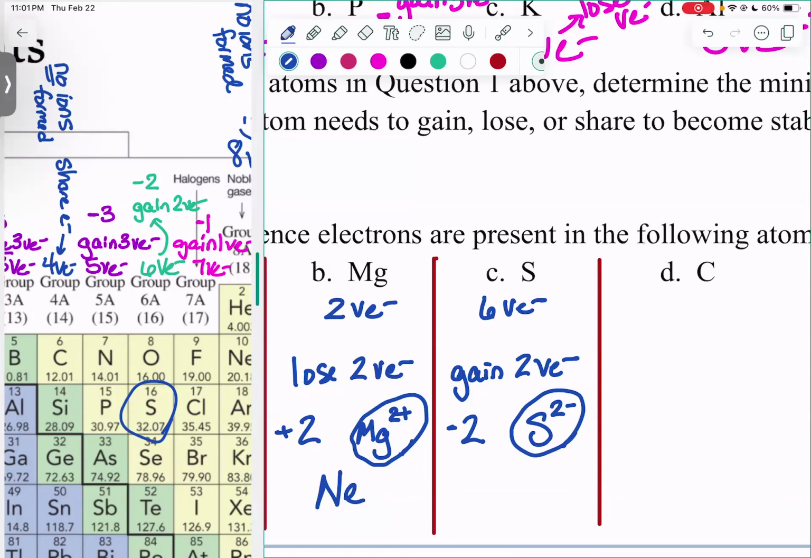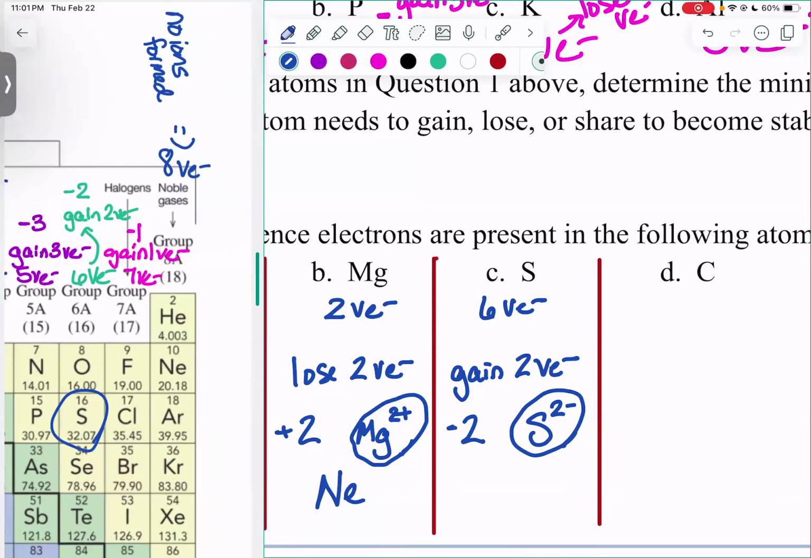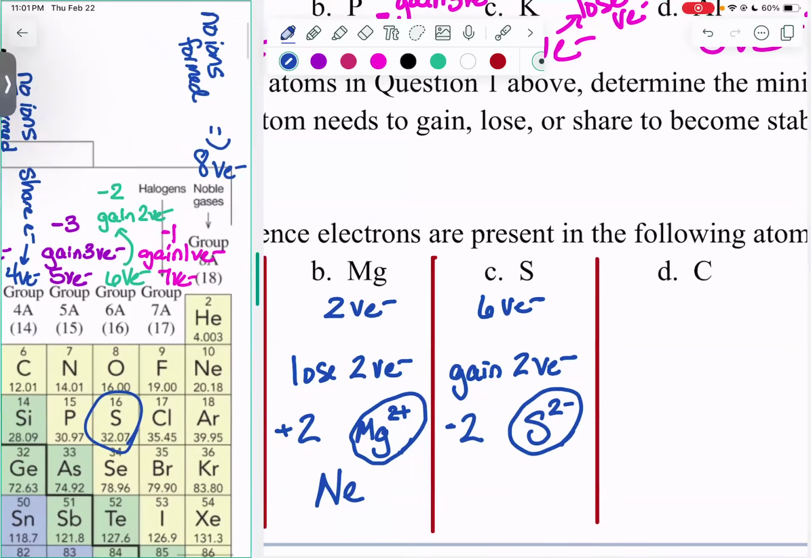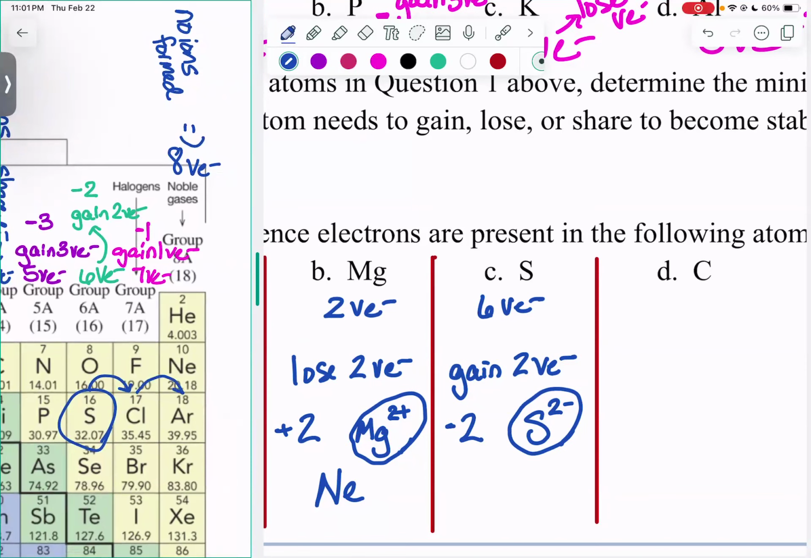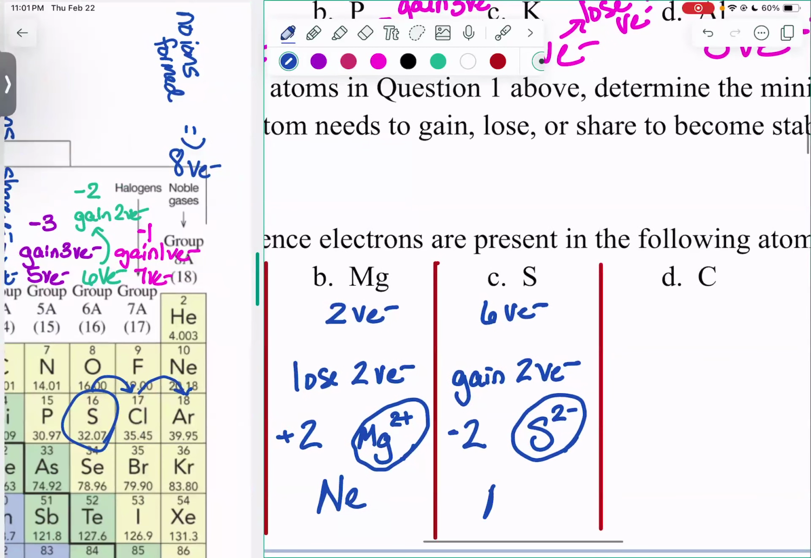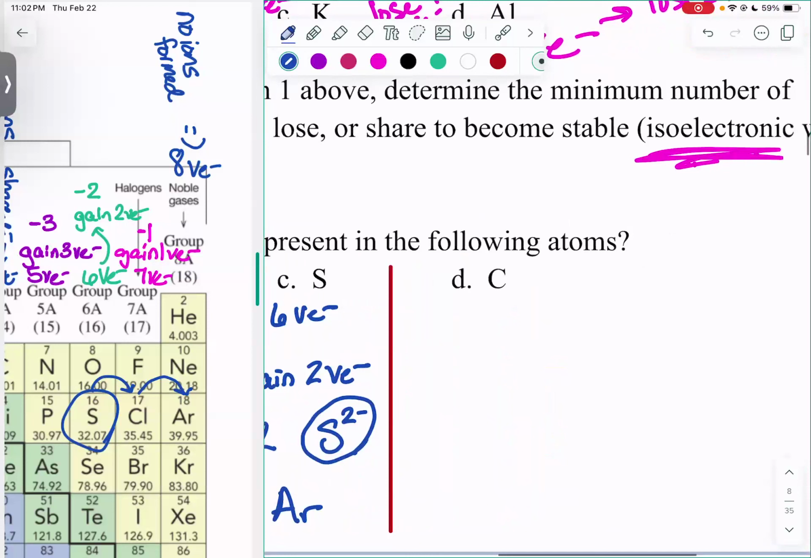And so who is it isoelectronic to? Well, if sulfur gains 1 valence electron, it'll look like chlorine. If it gains 2 valence electrons, now it looks like argon. But you're always going to end up with something that's a noble gas. If you're turning something into an ion, it's going to be isoelectronic to a noble gas.